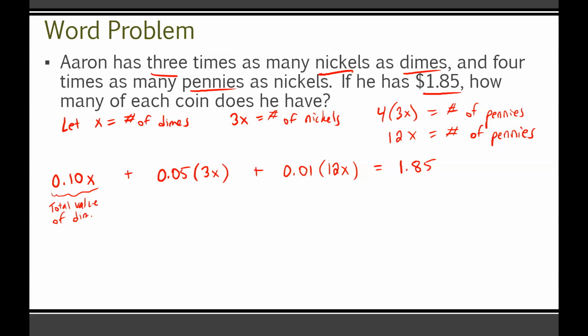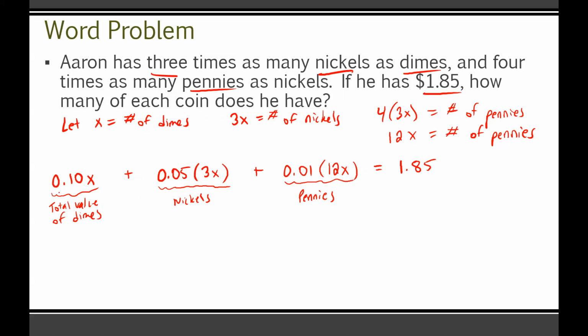Just to break this down a little further for you, this 0.10x represents the total value of the dimes, because it's 10 cents, the value of a single dime, times x, which represents the number of dimes. So this is the total value of all of our dimes added together. This thing right here is the total value of our nickels, right? Because it's 5 cents multiplied by the number of nickels we have. This, of course, represents the value of the total number of pennies we have. So in other words, all of our pennies added together gives us this overall value, 1 cent times 12x pennies. So if x was 1, if we only had 1 dime here, then we would have 12 times 1, so we'd have 12 pennies, which would be worth 12 times 0.01, so 12 cents, right? Hopefully that makes some sense.